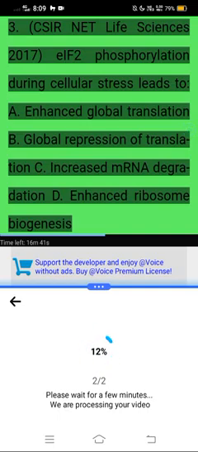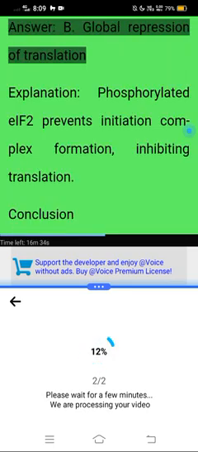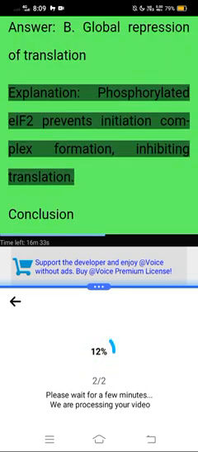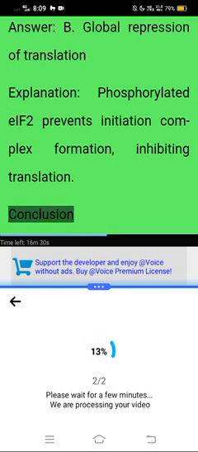3. CSIR-NET Life Sciences 2017. eIF2α phosphorylation during cellular stress leads to: A. Enhanced global translation. B. Global repression of translation. C. Increased mRNA degradation. D. Enhanced ribosome biogenesis. Answer: B. Global repression of translation. Explanation: phosphorylated eIF2α prevents initiation complex formation, inhibiting translation.